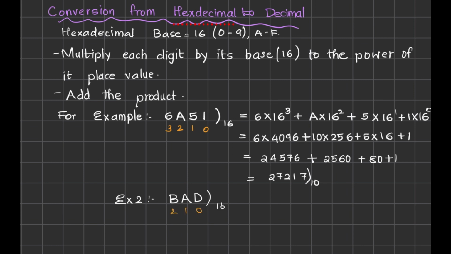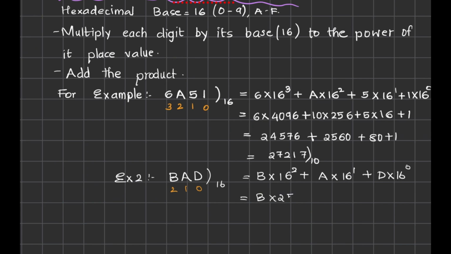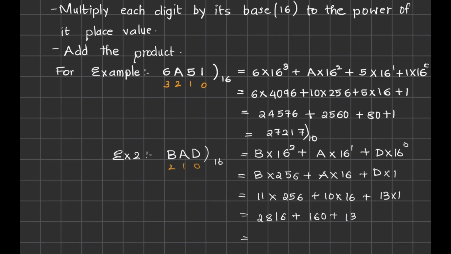Another example, we have BAD in hexadecimal. Here D is in the 0th place, A is in the 1st place, and B is in the 2nd place. So B into 16 raised to 2 plus A into 16 raised to 1 plus D into 16 raised to 0, which is equal to B into 256 plus A into 16 plus D into 1. B is 11 in decimal, so 11 into 256 plus 10 into 16 plus D is 13 in decimal, 13 into 1. So the answer is 2816 plus 160 plus 13. The final answer is going to be 2989 in decimal.